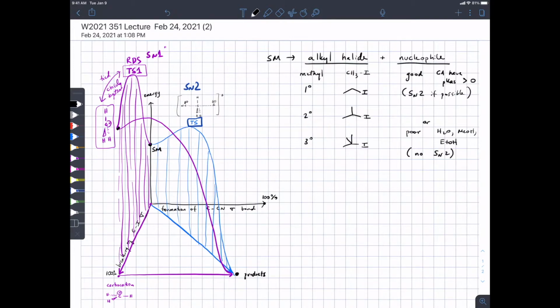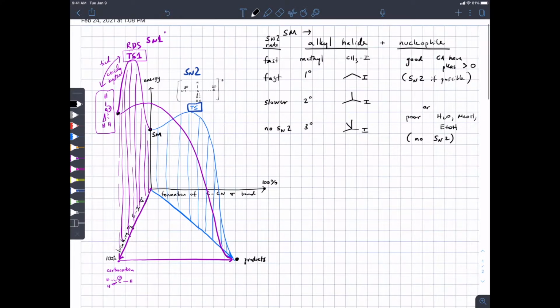We saw last time that because of sterics, the SN2 rate is fast for, hold on, didn't leave enough space for myself. There we sort of go. SN2 rate is fast for methyl and primary alkyl halides. It's a bit slower for secondary, and there's no SN2 reaction for tertiary alkyl halides. And the reason for that is sterics.